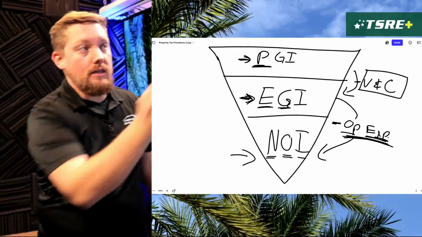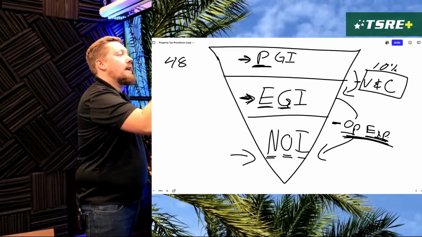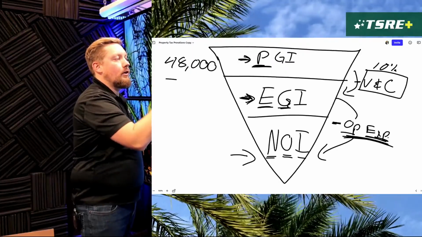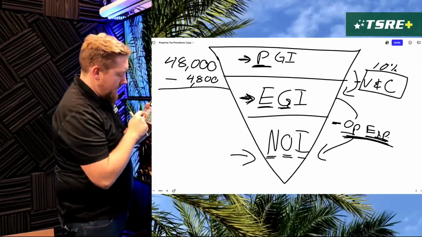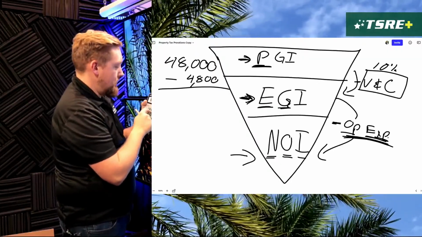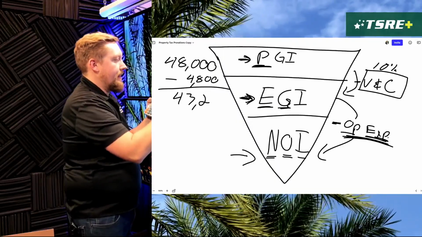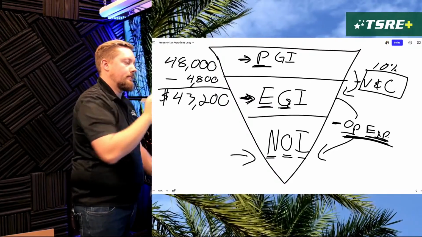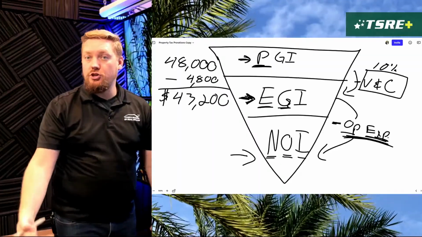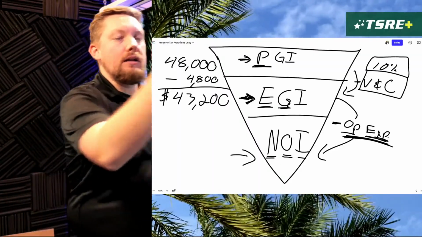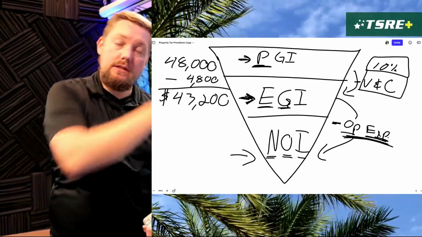We could estimate vacancy and collection losses, so let's do that. Let's estimate vacancy and collection losses at 10%. So our $48,000 here, we're going to subtract $4,800, which is 10%. And when we take 48,000 and subtract 4,800, that gives us 43,200. And that is what the property actually would generate if 10% of the money is lost due to vacancy and collection losses. On your exam, it is that simple where they give you this percentage here.